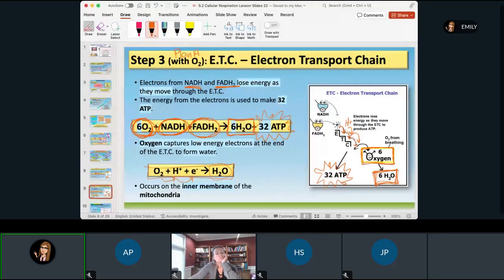Now, where does the electron transport chain take place? It does not take place in the matrix. This one occurs in the inner membrane of the mitochondria. Okay? So, where the Krebs cycle takes place in the jelly filled center, the electron transport chain takes place in the inner membrane.